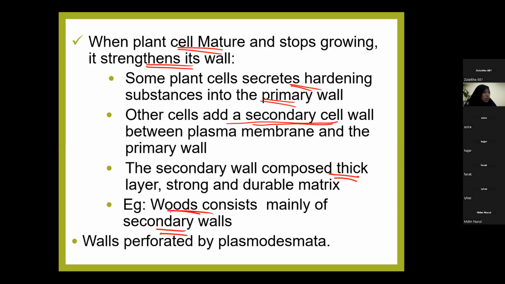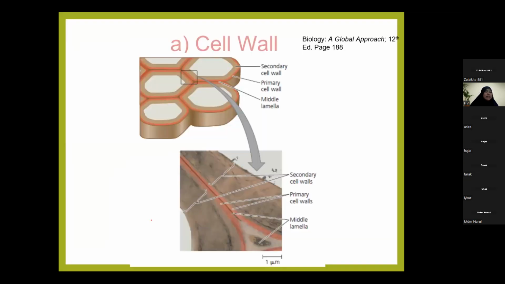Okay, and the wall will be perforated by plasmodesmata. Dan dinding itu akan berongga, right? Perforated means dia akan berongga ataupun ada liang-liang, mempunyai liang, right? That we call as plasmodesmata. Berliang, okay? Alright. So let's see the picture. Okay. This picture is very important, meaning to say you have to know how to differentiate which one is primary wall, which one is secondary wall and whatnot. Okay, right. So first, let's go and look at the picture.